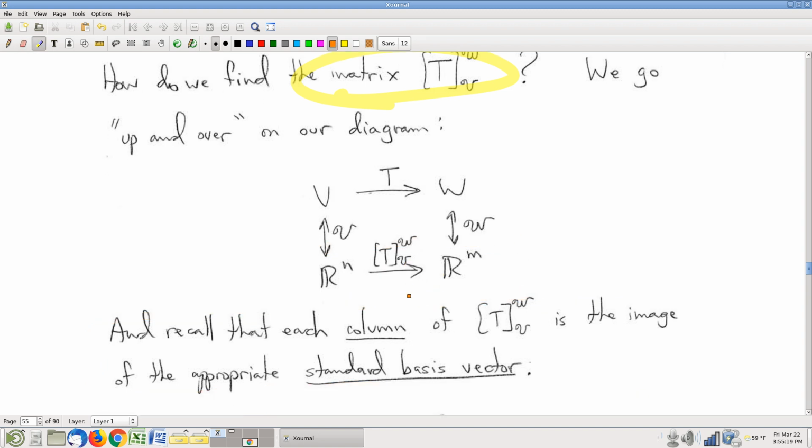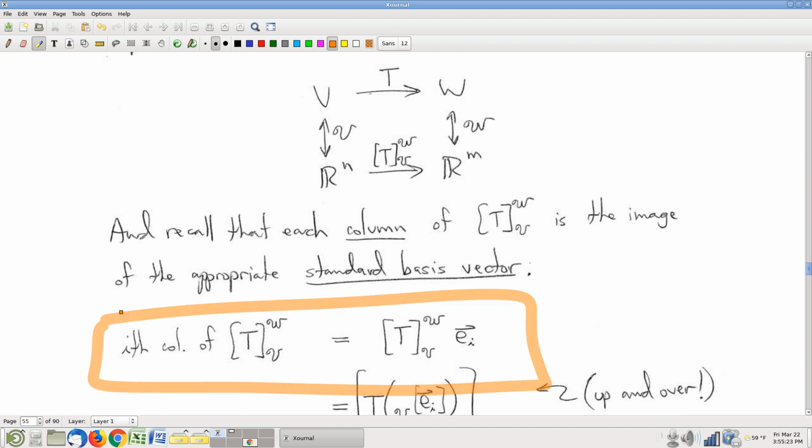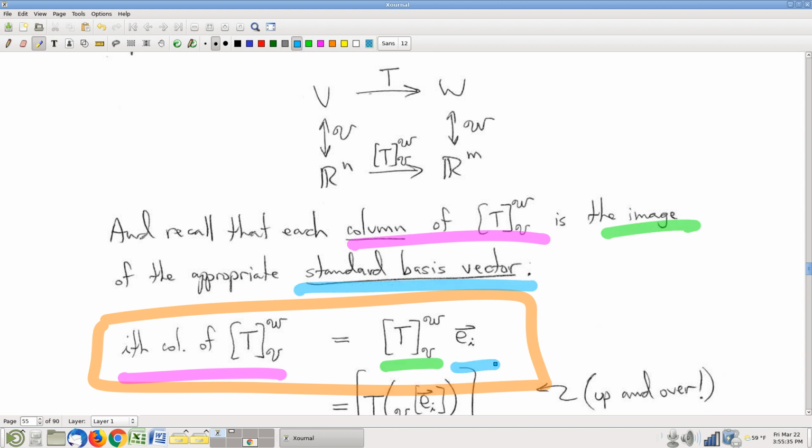Okay, so that's what I've got right here. The columns are the images of the standard basis vectors. That's what that math says right there. Yeah?